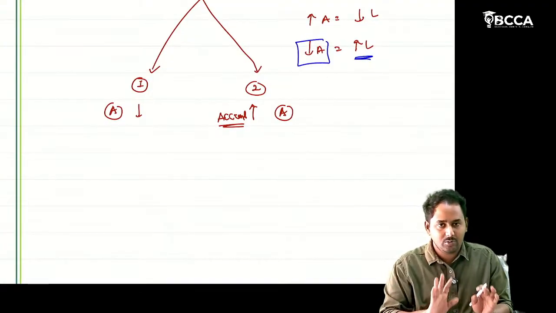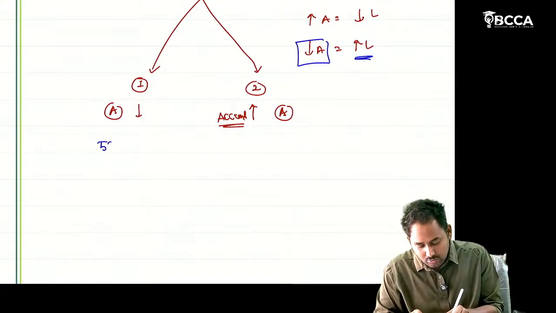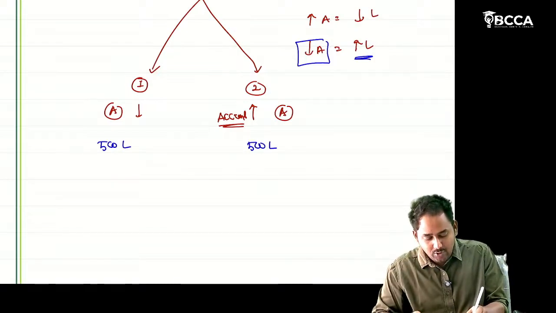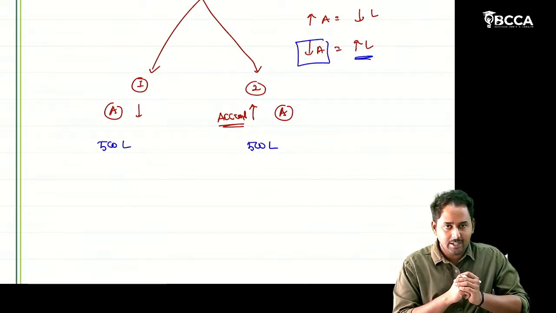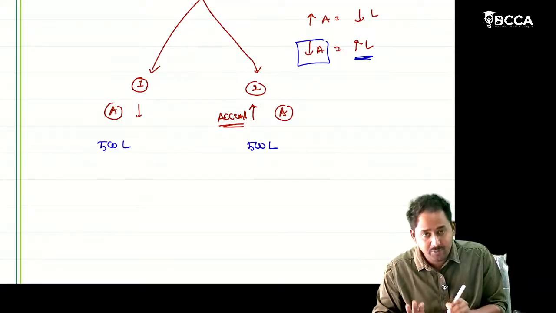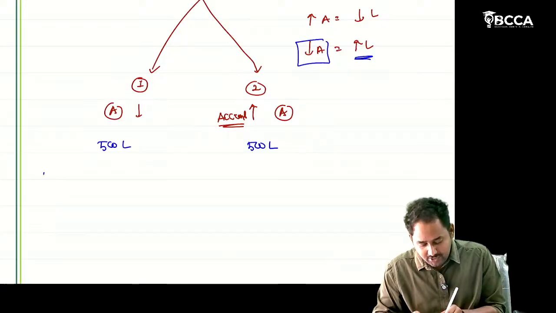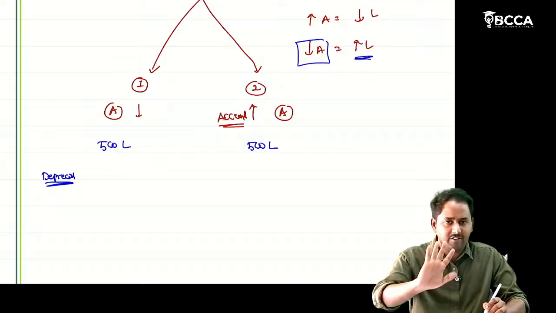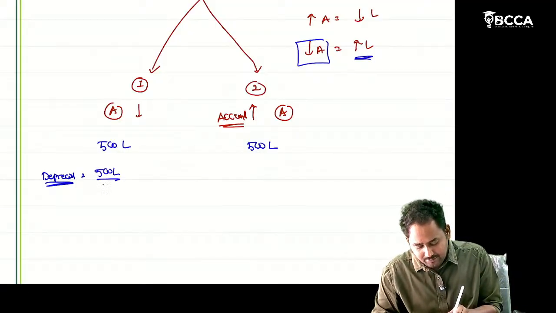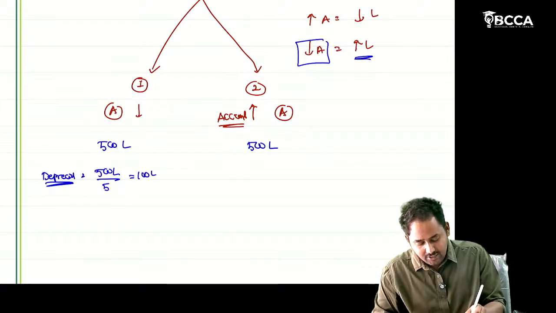So let's say I am just providing the normal journal entries. I have purchased one asset for 500 lakhs. In approach 2 also I have purchased for 500 lakhs. After 1 year, I should provide the depreciation, right? What is the depreciation? Let's say 5 years is the useful life, 100 lakhs. Here also 100 lakhs is the depreciation.